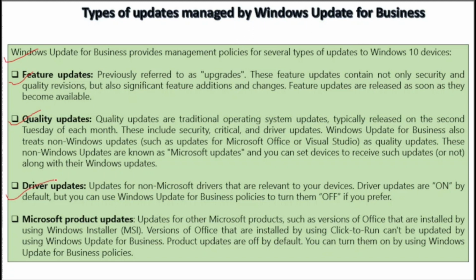These are updates for non-Microsoft drivers that are relevant to your devices. Driver updates are on by default, but you can use Windows Update for Business policy to turn them off if you prefer. The fourth type of update is the Microsoft product updates. These are updates for other Microsoft products, such as versions of Office that are installed by using Windows Installer (MSI). Versions of Office that are installed by using Click-to-Run cannot be updated by using Windows Update for Business. Product updates are off by default, and we can turn them on by using Windows Update for Business policies.